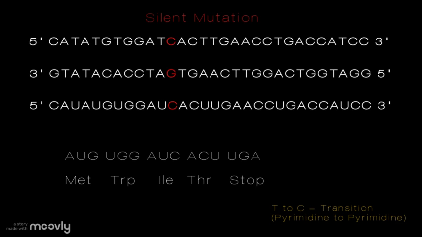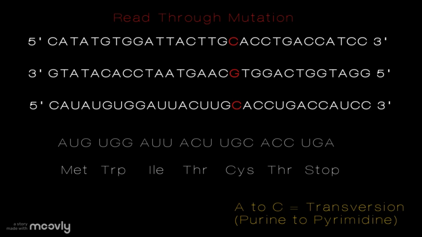Take the same DNA sequence again, but this time an error is made so that a T is changed to a C and a silent mutation occurs. Silent mutations do not change the amino acid coded for, and in this case, the codon is still ILE. Since a T was substituted by a C, this is an example of a transition mutation because a pyrimidine, thymine, was substituted by a pyrimidine, cytosine.